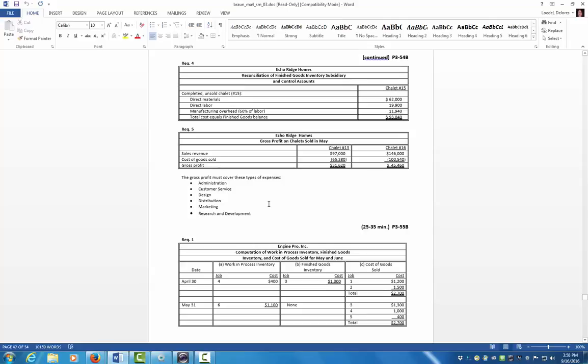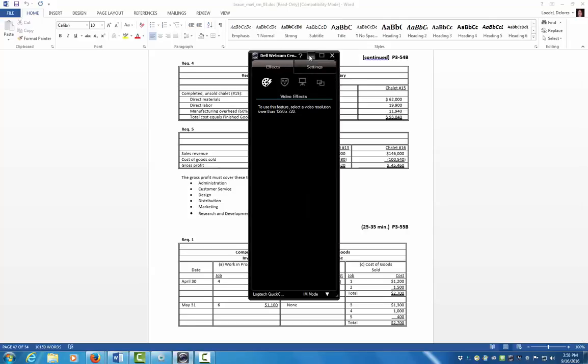So what costs must our gross profit cover? So what is not included in these numbers? What is left that needs to be covered by gross profit? Well, anything below the line, right? Your administration, customer service costs, design, distribution, marketing, research and development. Those are the types of expenses that would still need to be covered by your gross profit, and hopefully make a profit in the end there as well.